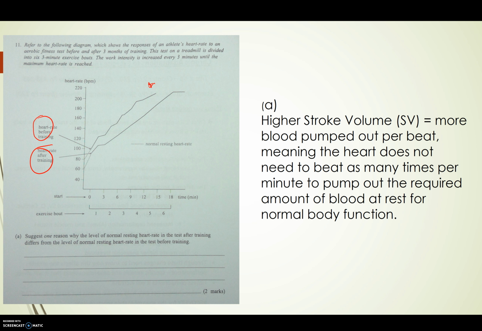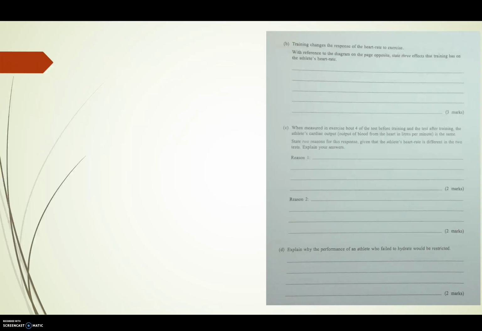means that the heart doesn't need to work as hard at rest, so we tend to have less beats per minute. We maintain the same cardiac output because at rest we still need the same amount of oxygenated blood to go around our body to function, but if we have a lower heart rate, it means that we have a higher stroke volume. So I've written there, more blood pumped out per beat, meaning the heart doesn't have to beat as many times per minute to pump the required amount of blood at rest for normal body function.